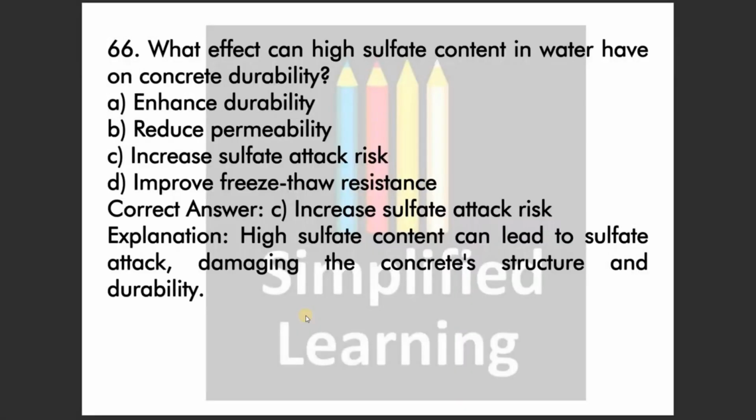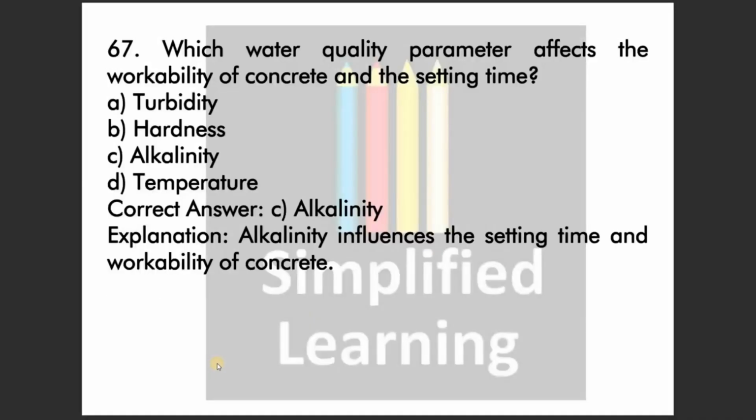Now, what effect can high sulfate content in the water have on concrete durability? High sulfate content is going to increase the sulfate attack risk. Then the concrete structure and durability is affected because of sulfate content. That's why we see that high sulfate content in water increases the sulfate attack risk. Which water quality parameter affects the workability of concrete and setting time? Alkalinity affects the setting time and workability of concrete.